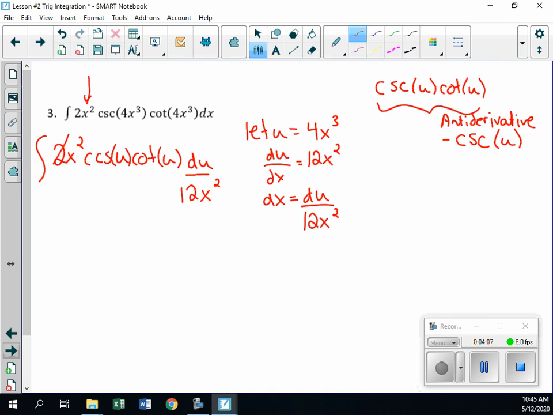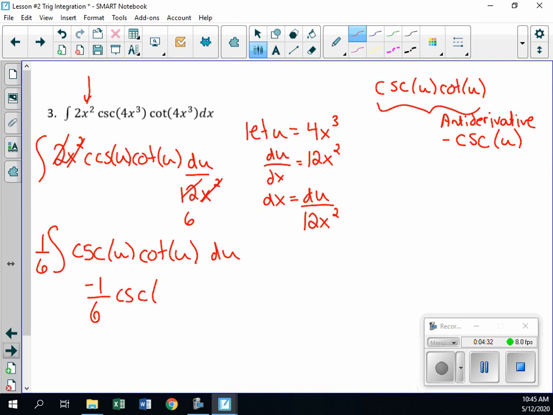Now, this 2 and this 12 become a 6. My x squareds cancel. If you've done your substitution properly, then that is what will happen every single time. And I'm just going to pull out my 1/6. So the antiderivative of cosecant cotangent, we're going to get negative 1/6 of cosecant. Plug back in my angle 4x cubed and add my constant. Okay, so you really want to know what your antiderivatives are by using the formula sheet.